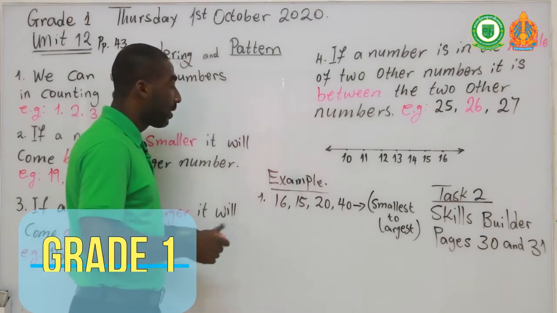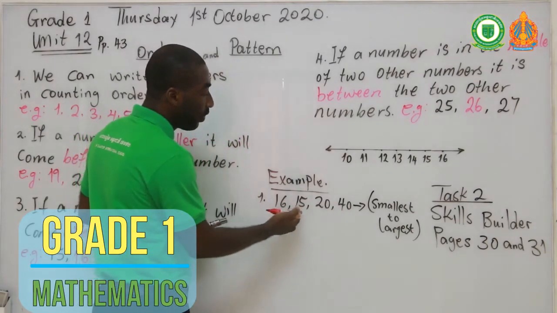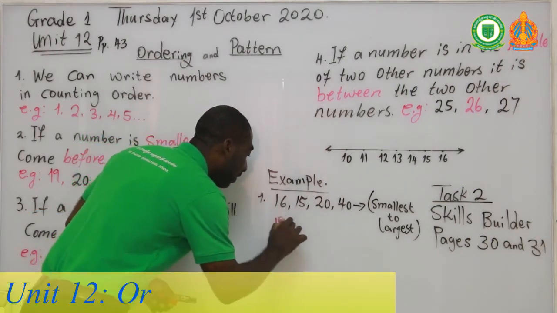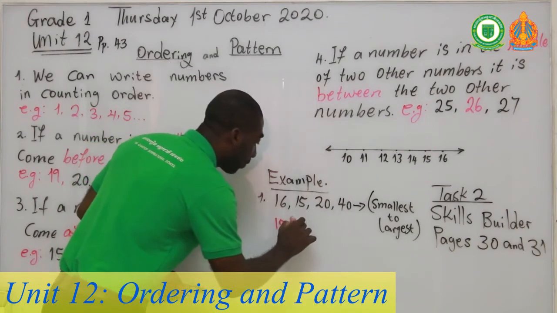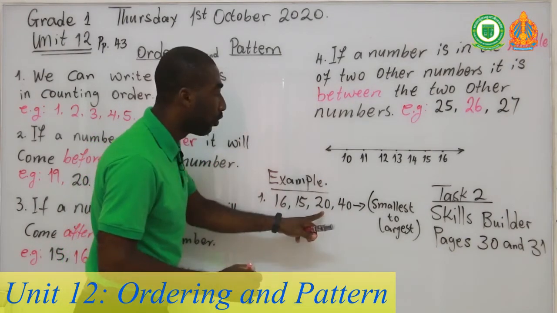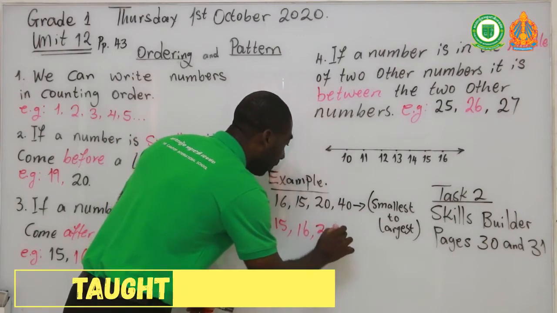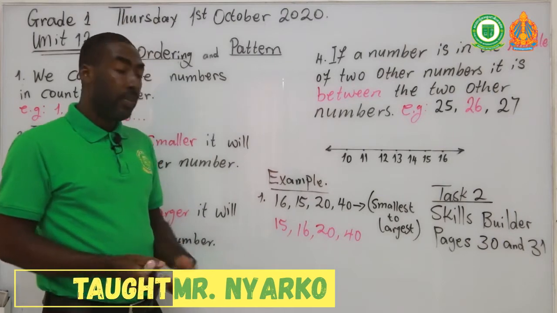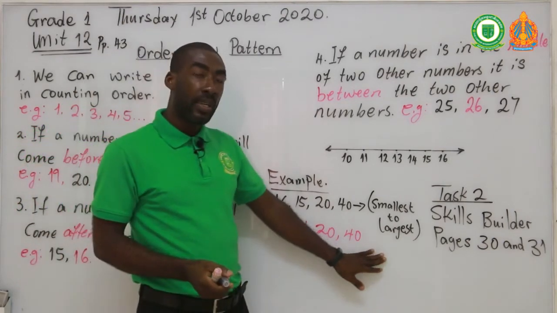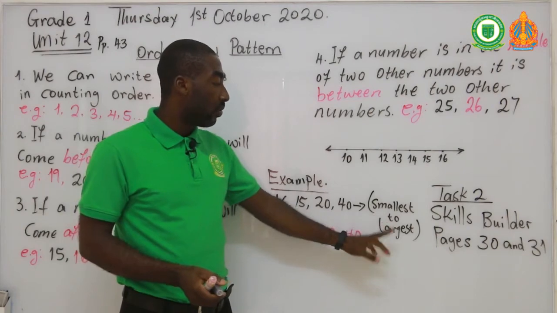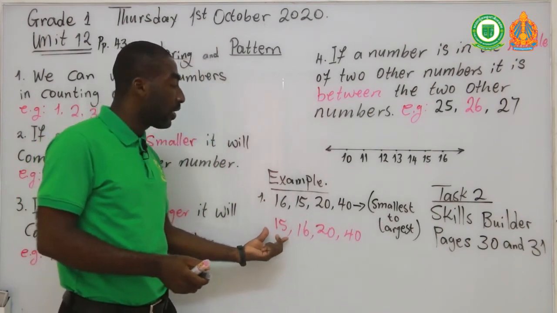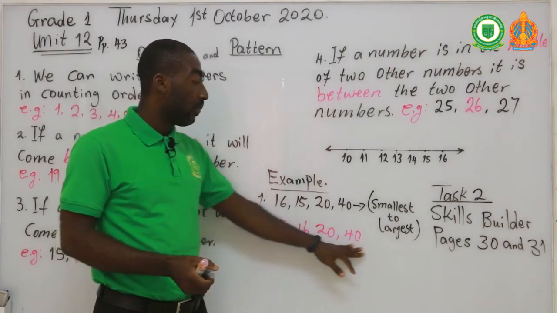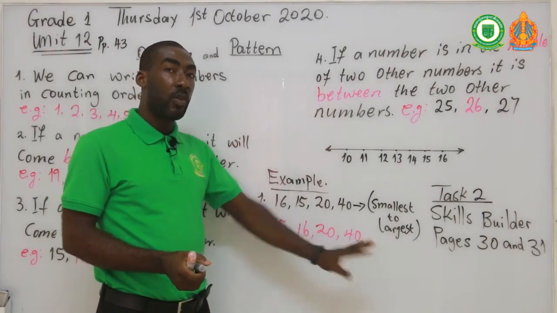Okay, so first we look at our numbers here. So 15 is smaller than 16, so we write 15 first. So then it follows with 16, we go to 20, and then we go to 40. Okay, so this is the correct arrangement that we can do if we are doing smaller to largest. That means we start with 15, 16, 20 and 40, and then your ordering is complete.